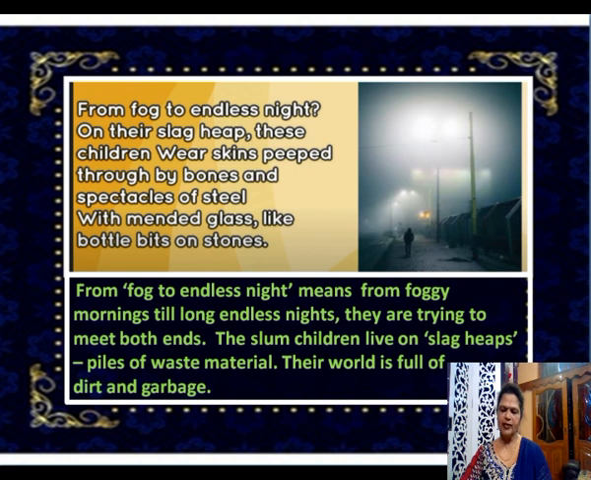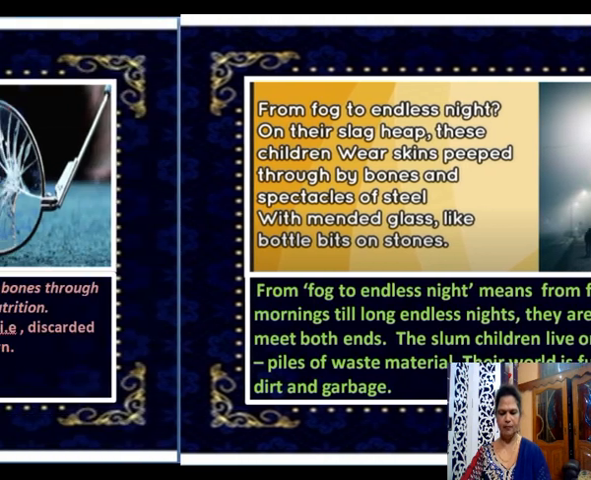From fog to endless night means from foggy mornings till long endless nights. They are trying to make both ends meet. It means even survival is difficult for these children. The slum children live on the slag heaps, piles of waste material. Their world is full of dirt and garbage.